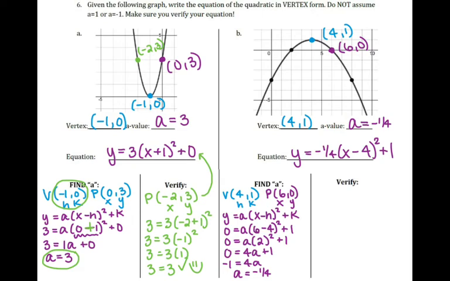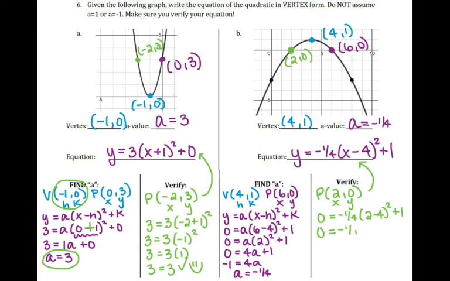I do still need to verify, so I'm going to pick any other point. I'm going to do this one. Why not? That point is at, what is that, 2, 0? And I'm going to plug it in. So my point, 2, 0. That's my x and my y, and I want to plug it into my equation to see if my equation is correct. So my y is 0, negative 1/4, (2 minus 4) squared, plus 1.